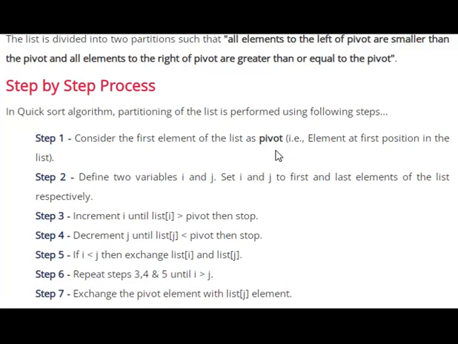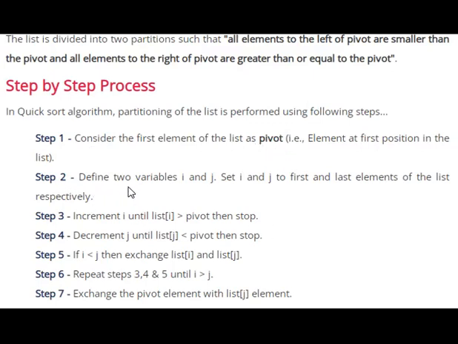After partitioning the array, we sort both the left and right parts by applying the quicksort algorithm recursively to the left and right parts. That sorts the array. These are the steps we can follow for partitioning the list. In the first step, we consider the first element, or any element of the list, as the pivot.